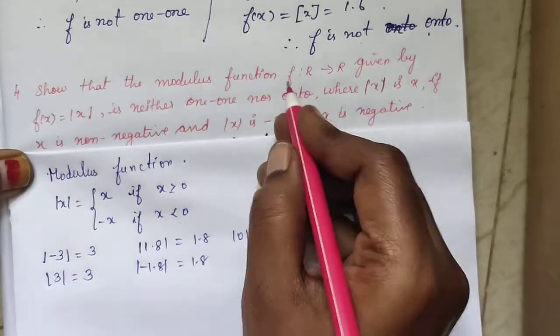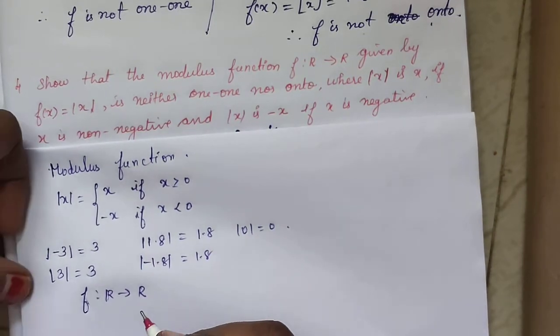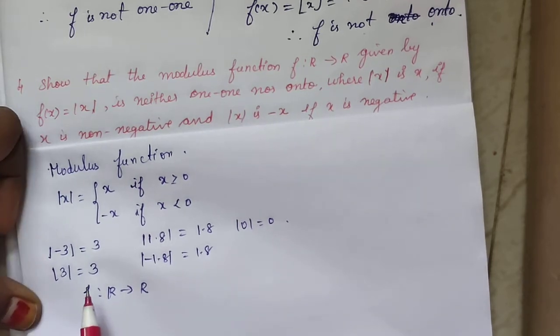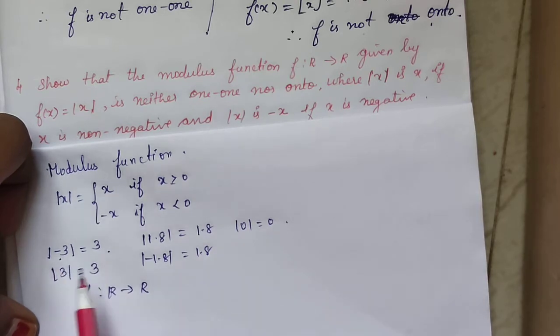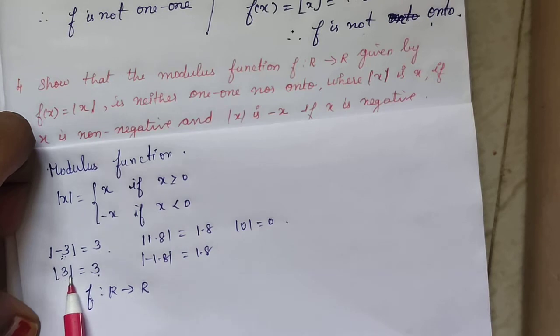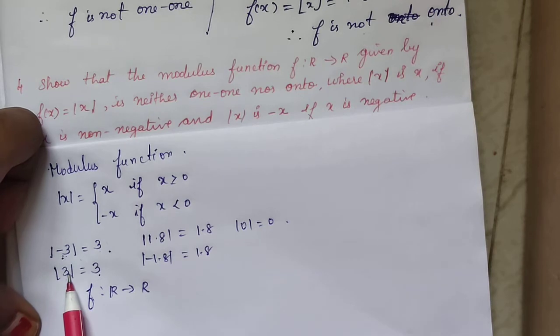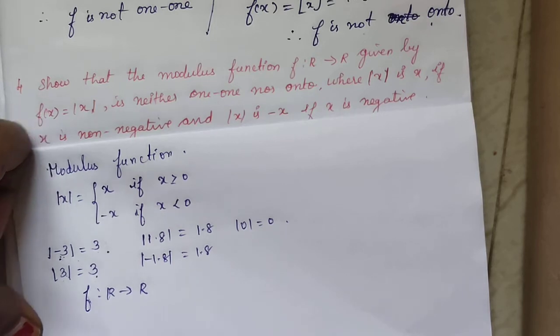Now see here, the defined function is f from R to R, that is from real number set to real number set. For minus 3 the value is 3. For plus 3 also the value is 3. For both the numbers we are getting the same answer. This is x1, this is x2. f of x1 equals f of x2, that is equal to 3, but x1 and x2 are not equal. By seeing this itself we can say that this is not a one-one function. The same way we will prove the onto function also.